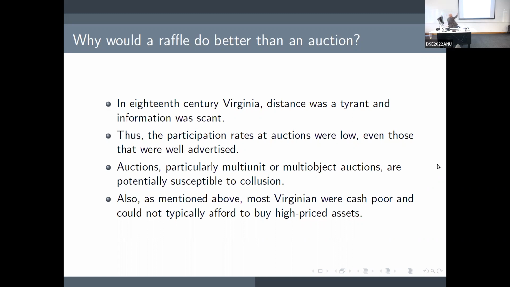The reason was that in Virginia at the time, distance was a tyrant, right? If you needed to go from Madison's house to Jefferson's house, that could take you a day, whereas today you would drive maybe 30 minutes in your car. So you just weren't loading up a day to go, even if you were aware of the auction. That was the other thing: distance made it impossible to advertise really well. As I mentioned, most Virginians were cash poor, but they could always afford a little flutter on something.